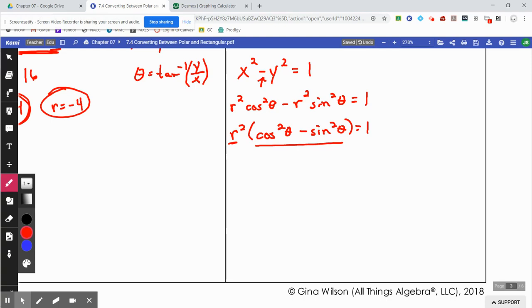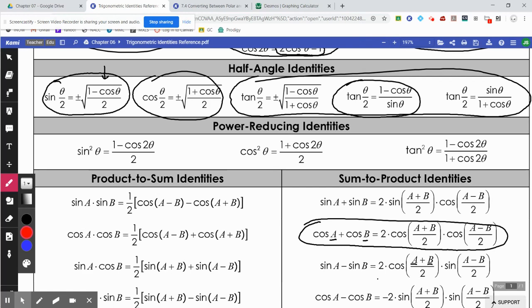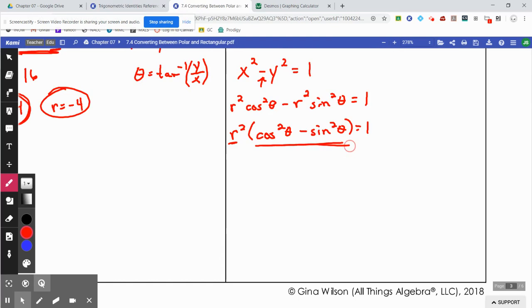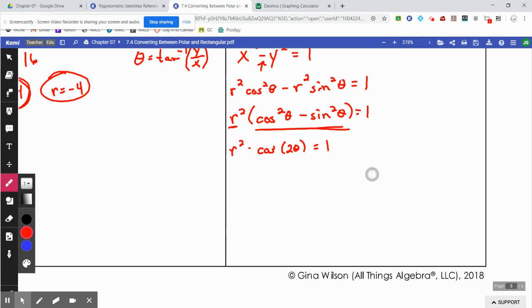Let me open up our trig identities and I'll remind you. Okay, here, that is going to be our replacement. Cosine squared minus sine squared is actually the cosine of 2 theta. So to clean this up a little bit, we can take all of this out and replace it with cosine of 2 theta. So we now have r squared times the cosine of 2 theta equals 1.